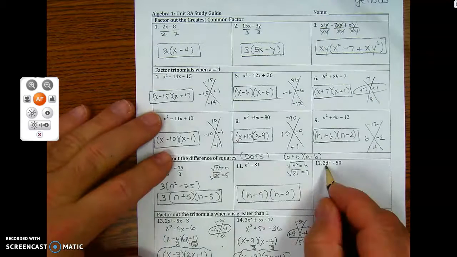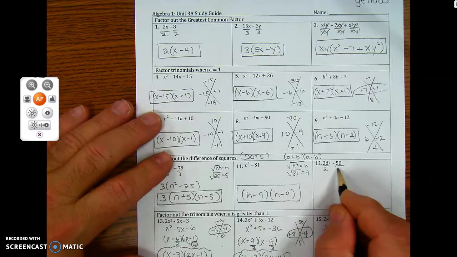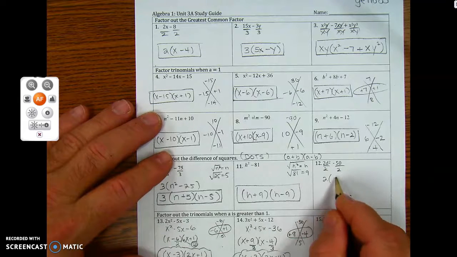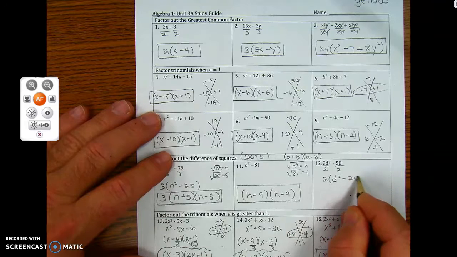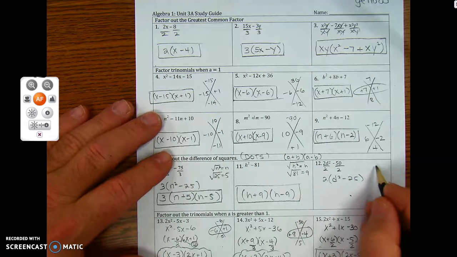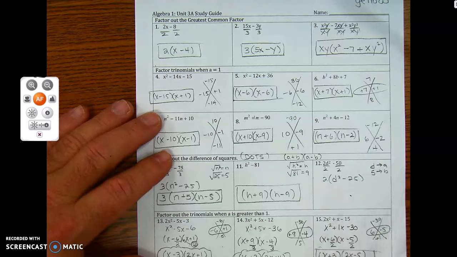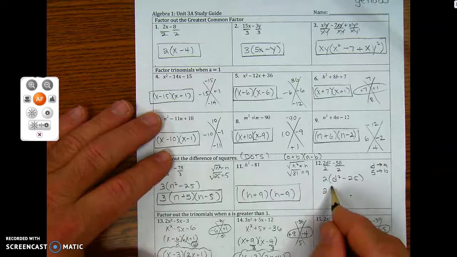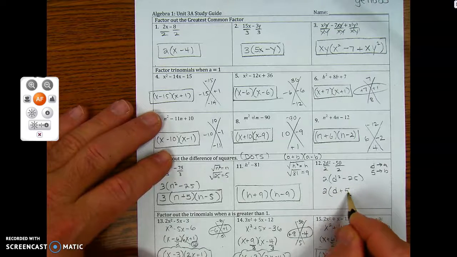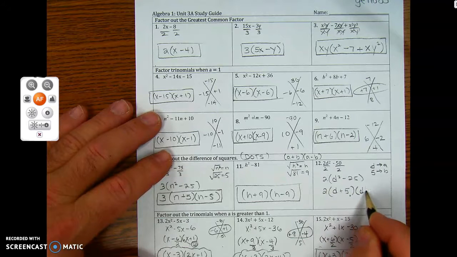And finally, we have another GCF. 2 times d squared minus 25. D is my A. 5 is my B. So 2 times d plus 5 times d minus 5.